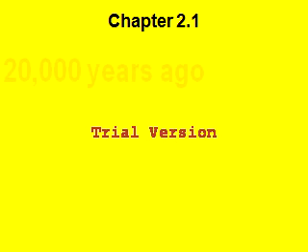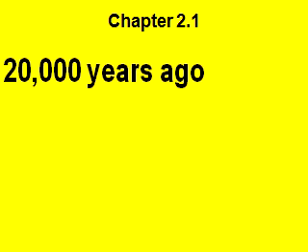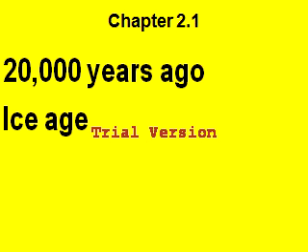Chapter 2, Section 1. Our story begins roughly 20,000 years ago. 20,000 years ago, the Earth was a lot different than it is today. A good portion of the Earth was covered in ice, which means the Earth was in the middle of its last ice age, roughly 20,000 years ago.